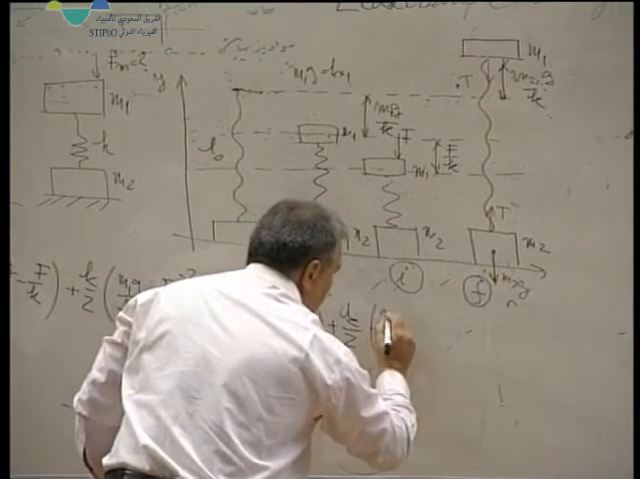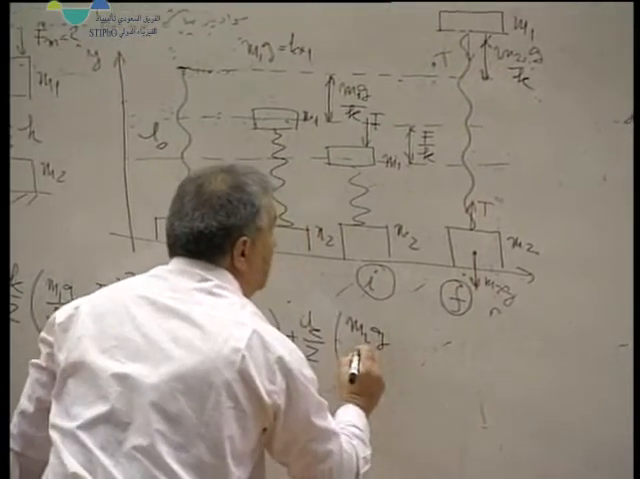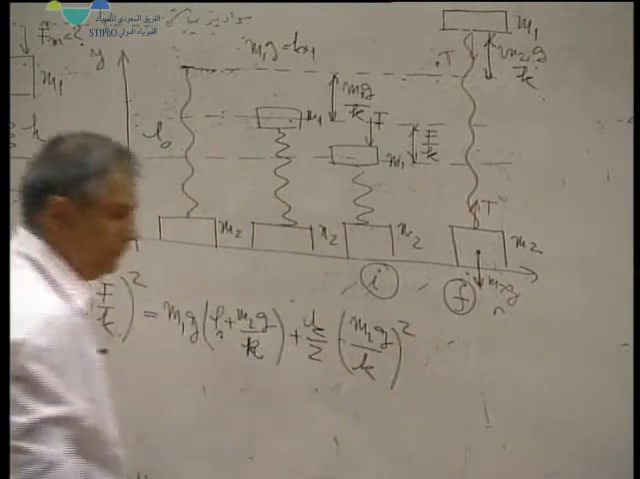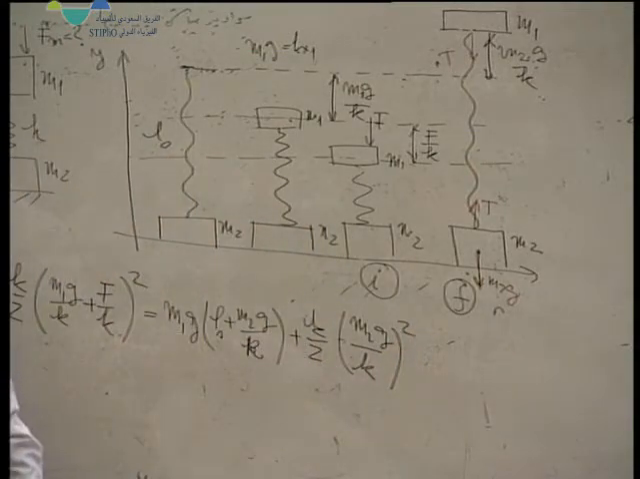That means m2g over k squared. Okay? Everybody understood until now? Everybody?